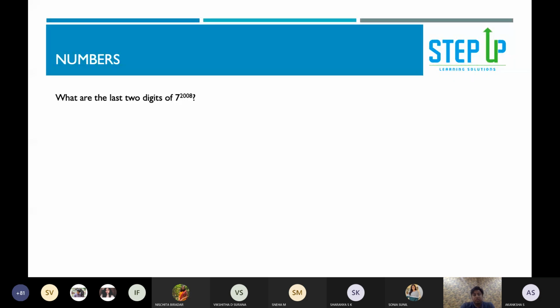Okay. What are the last two digits of 7 raised to power 2008? This question came in some Cognizant paper as well, and this question came in CAT as well.